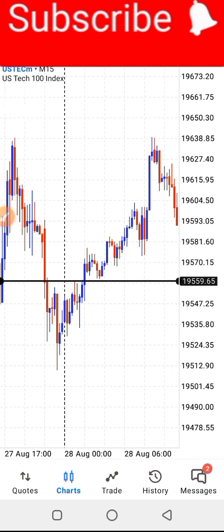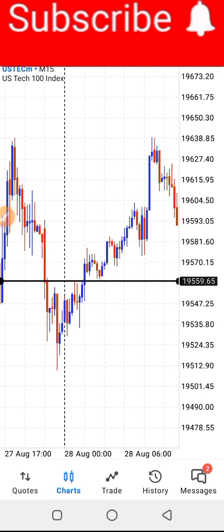So why am I doing this? I'm waiting to see if price is going to break below this horizontal line. The signal comes when price breaks and closes below this horizontal line. That tells me that character has changed, so I'll look for how to take a sell trade in the opposite direction.